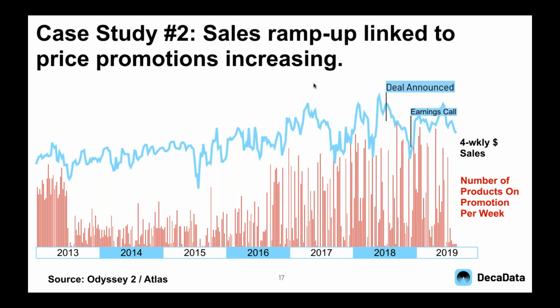So they get their feet under the table for a couple of months, and then towards the end of 2016, the new strategy is rolled out. More promotions, and dollar sales start to ramp up. Unit sales and dollar sales start to ramp up.